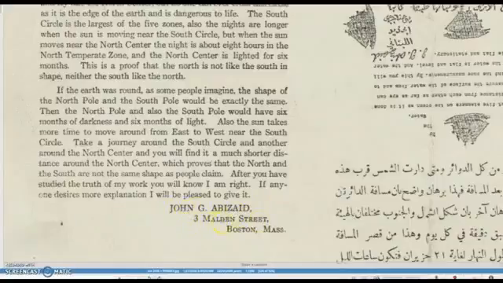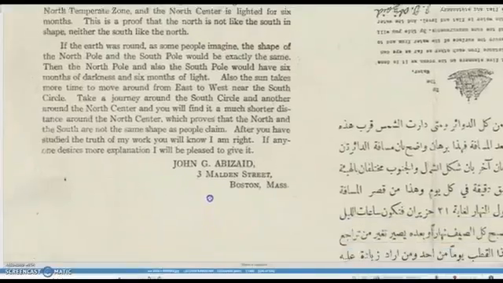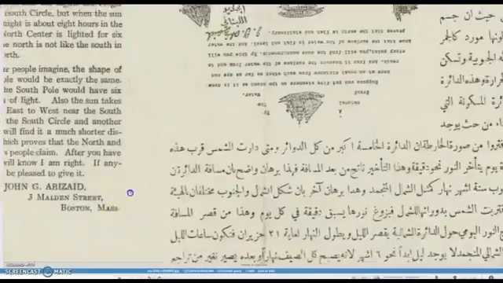He gives his name, address, and city and state, Boston, Massachusetts. This is 1920, so I doubt the guy is still around. Any researchers out there, maybe you can track this guy down, or maybe find out if he had any children, and let's see what their take is on this.